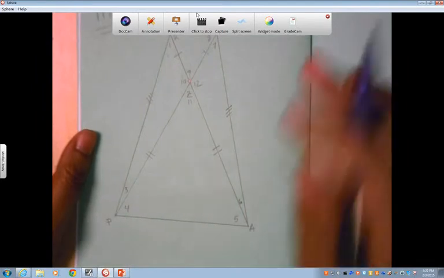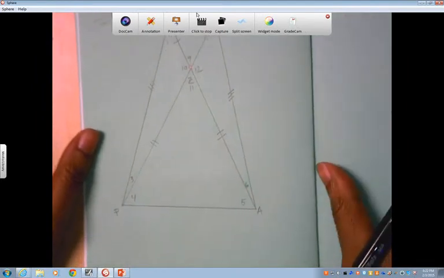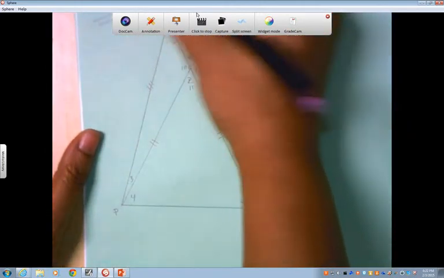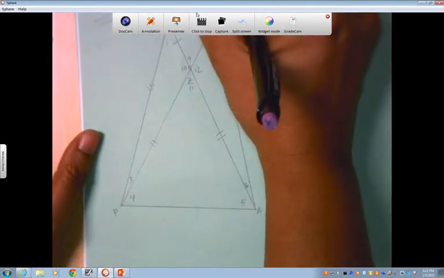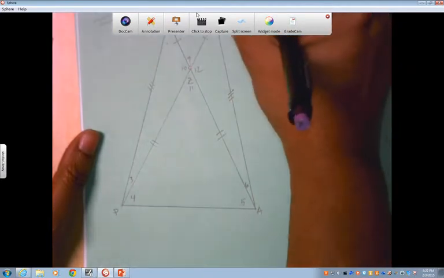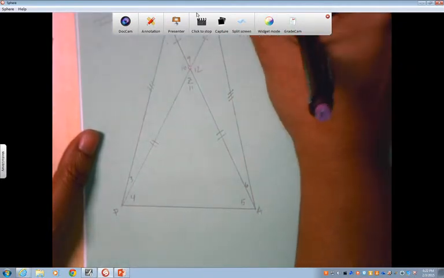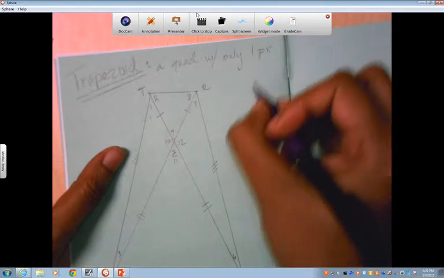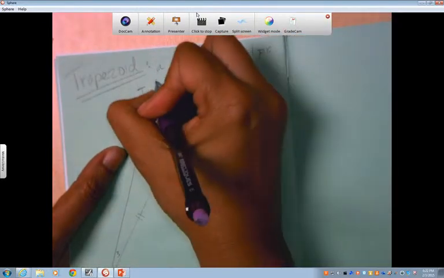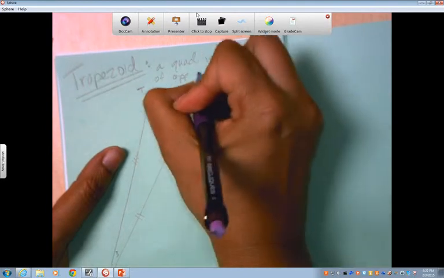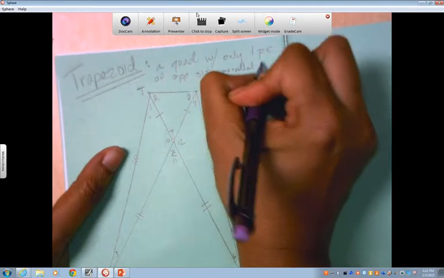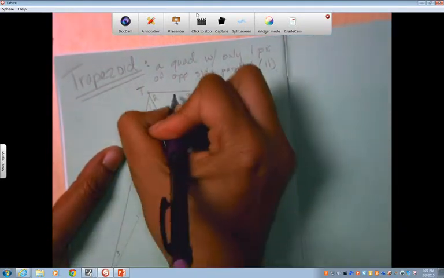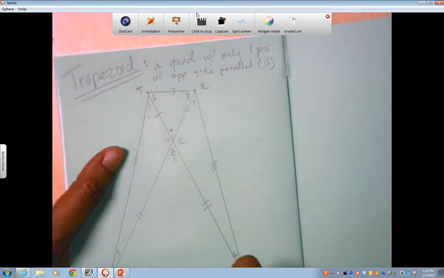So I'm going to give you definitions for both of them. A regular trapezoid, just regular trapezoid, is a quadrilateral, I'm going to just say quad, with only one pair, and PR is my abbreviation for pair, of opposite sides parallel. And I would put the symbol just in case. So you have only one pair of opposite sides parallel. That is your top and your bottom.